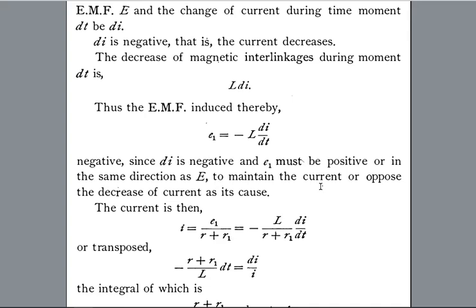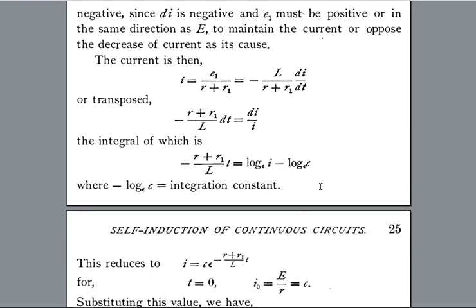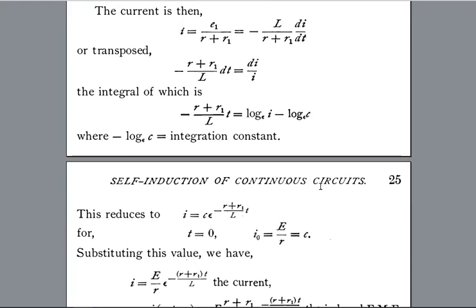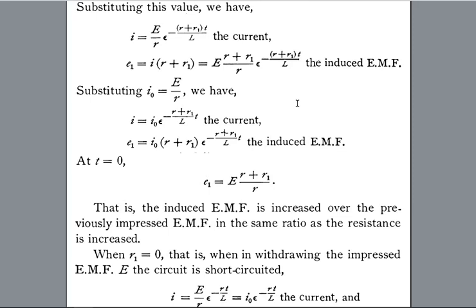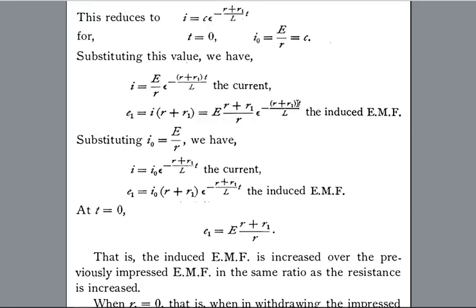Or transposed, negative (R plus R1) over L times dt equals di over i, the integral of which is negative (R plus R1) over L times t equals natural log i minus natural log C. This reduces to i equals C e to the power negative (R plus R1) times t over L. For t equals 0, i0 equals E over R equals C. Substituting this value, we have i equals E over R e to the power negative (R plus R1) times t over L, the current. E1 equals i times the quantity (R plus R1) equals E times (R plus R1) over R, e to the power negative (R plus R1) times t over L, the induced electromotive force.